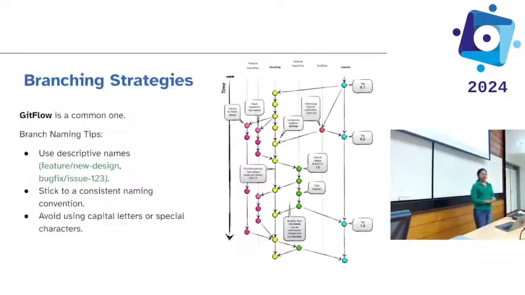In the case of branching strategies, Git flow is a common one. In that case, we can have feature branches, a develop branch, hotfix branches, and the main branch. Some tips about branch naming.